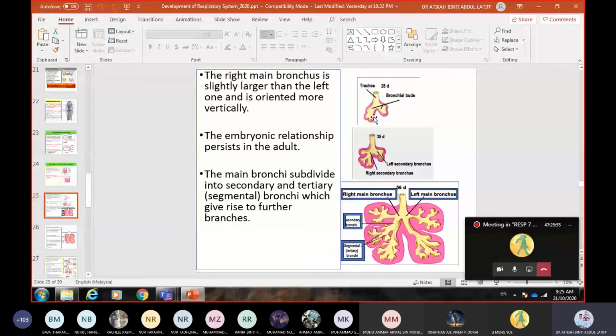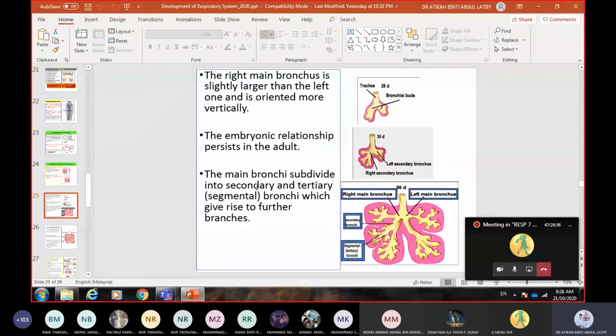That's why if there is inhalation of any, say for example, children, sometimes they inhale peanuts. What else? You can see all this during your trauma attachment, emergency department attachment. There are so many cases like this. Sometimes small toys and small food come in and they get lodged on the right side of the lung, because the right side is more vertical as compared to the left. Because the left is more horizontal, whatever comes in, like a foreign body, usually gets stuck in the right side of the lung.